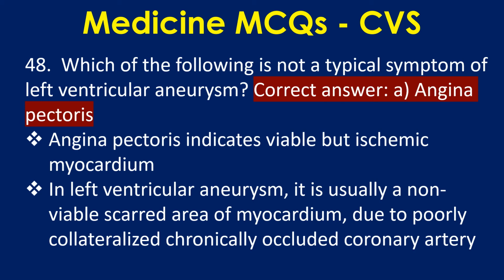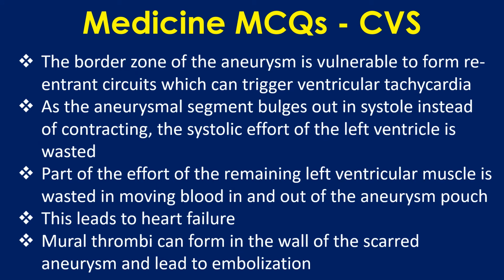In left ventricular aneurysm, it is usually a non-viable scarred area of myocardium due to a poorly collateralized, chronically occluded coronary artery. The border zone of the aneurysm is vulnerable to form re-entrant circuits which can trigger ventricular tachycardia. As the aneurysmal segment bulges out in systole instead of contracting, the systolic effort of the left ventricle is wasted. Part of the effort of the remaining left ventricular muscle is wasted in moving blood in and out of the aneurysm pouch. This leads to heart failure. Mural thrombi can form in the wall of the scarred aneurysm and lead to thromboembolism.